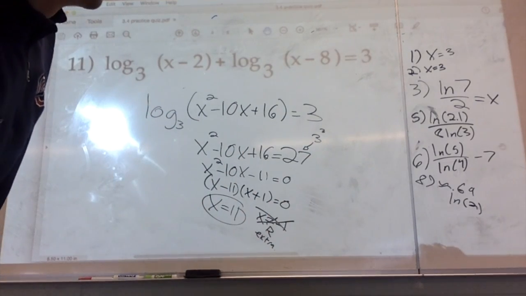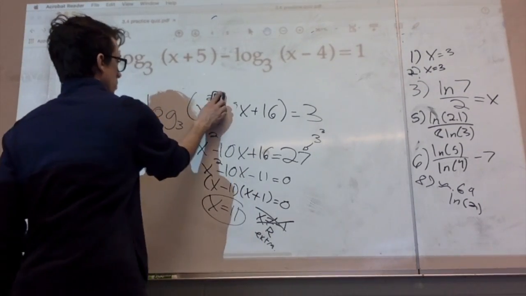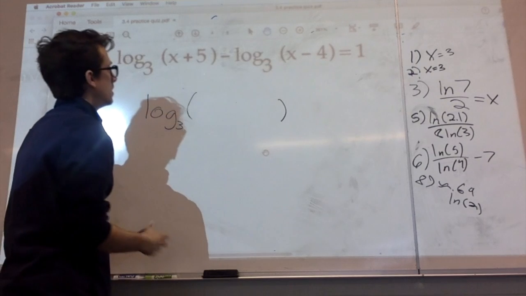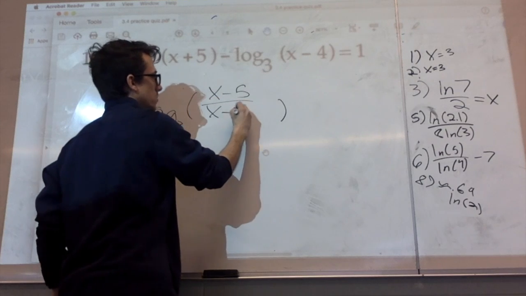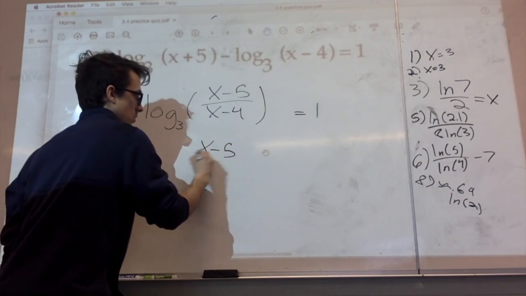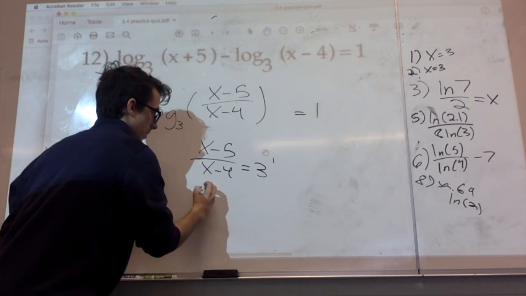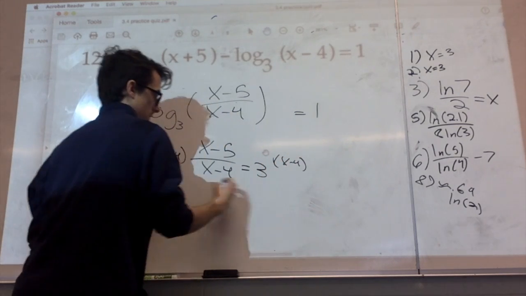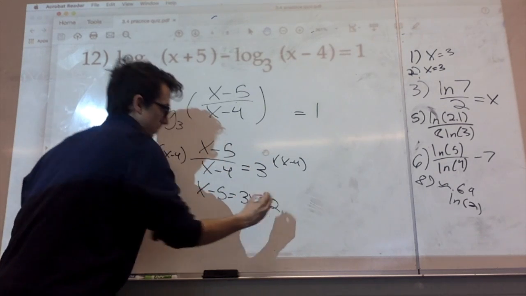17 minutes in. Let's keep this moving. So we're now dealing with subtraction, which gets a little hairy, but totally capable of it. We are going to be dividing x minus 5 by x minus 4. This all equals 1. Going to the normal form gets you 3 to the first power. Multiply both sides by x minus 4. This leaves you with x minus 5 equals 3x minus 12.